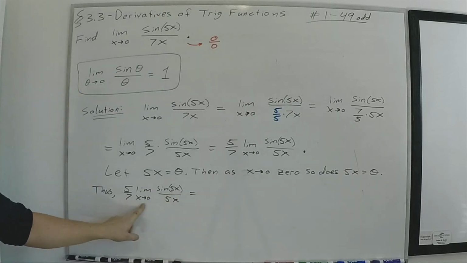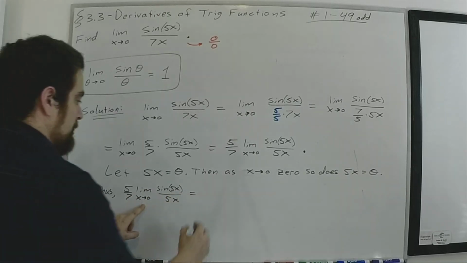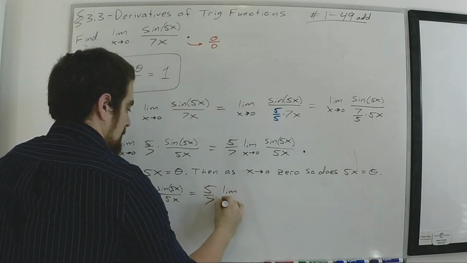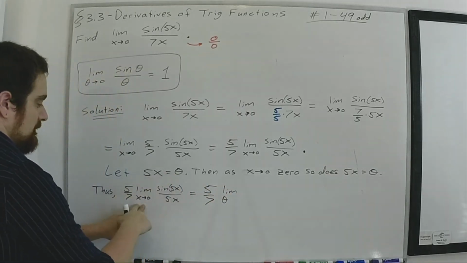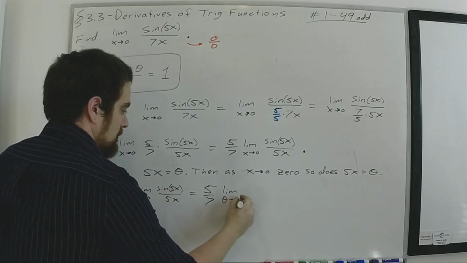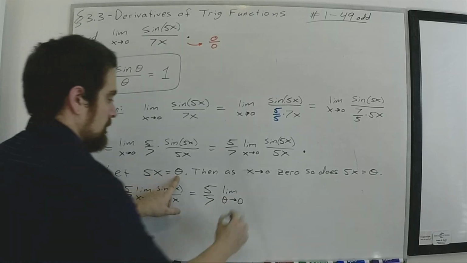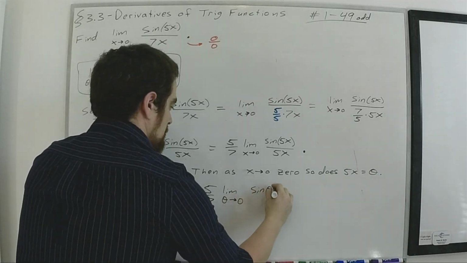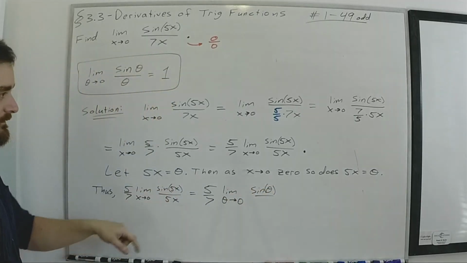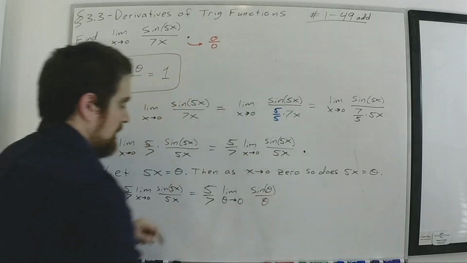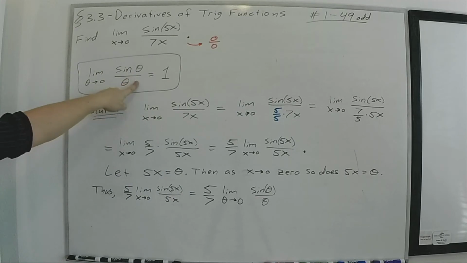Can now be rewritten with this substitution in place. 5/7 is a multiple. I'm taking the limit as I've made my substitution. Instead of x going to 0, theta is going to 0. And instead of 5x, I'm just writing theta. Again, in the denominator, 5x is exactly theta, so I'm just writing theta. And then you can see my limit pops up.